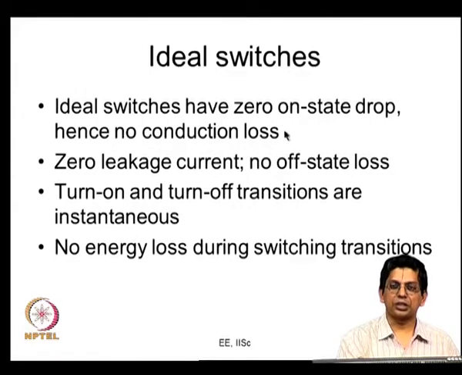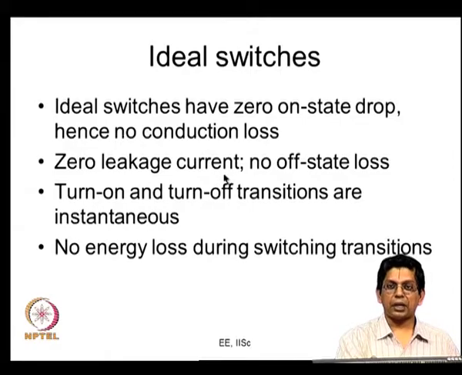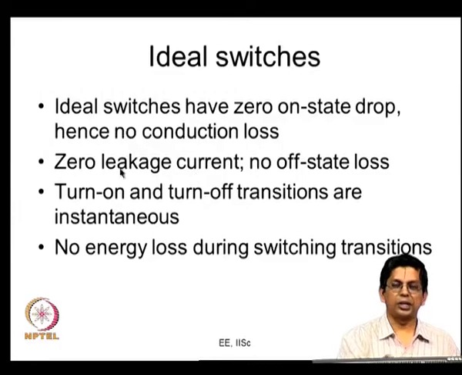So, the product of voltage and current is 0, therefore, conduction loss is 0. If you are looking at the leakage current, that is in the off state, is there current through the ideal device? A practical device may have some small amount of current, what is called leakage current. An ideal device has no leakage current flowing through it, 0 leakage current, there is no off state loss.